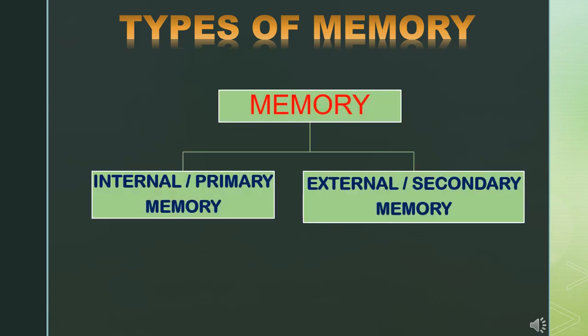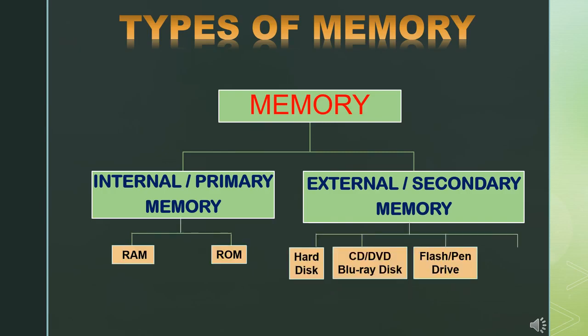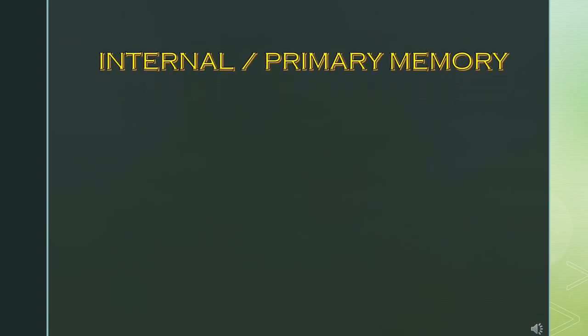Types of memory. The computer memory is divided into two types: the internal or primary memory and the external or secondary memory. The internal or primary memory is further divided into two types, RAM and ROM. Similarly, the external or secondary memory is divided into different types: hard disk, CD, DVD, Blu-ray disc, flash drive or pen drive, and memory card. Internal memory or the primary memory. This is a built-in memory designed to store the data while the computer is working. But the data gets erased when the computer is turned off without saving the file.